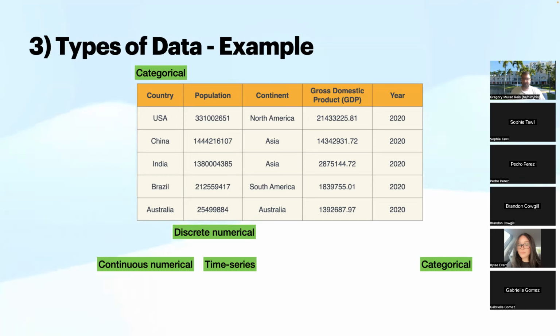Categorical. Categorical because I can group them in different continents. How about the gross domestic product? The gross domestic product is continuous numerical.